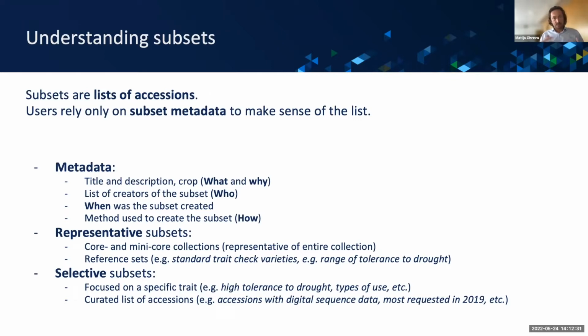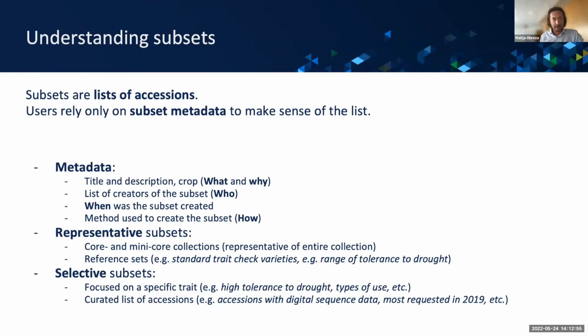So subsets, in a way, are a mechanism for gene banks to promote a part of their collection to users for whatever reason, right? So it's really up to the gene bank to come up with useful, meaningful, purposeful lists of accessions to facilitate or to inform the potential users about the options that they have.